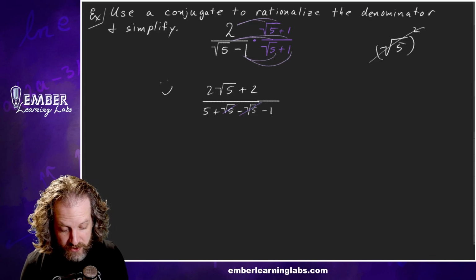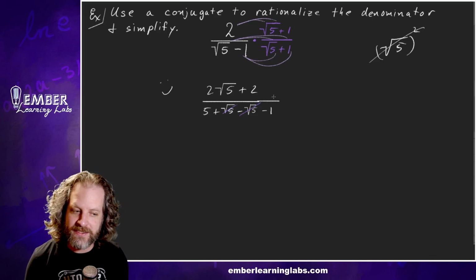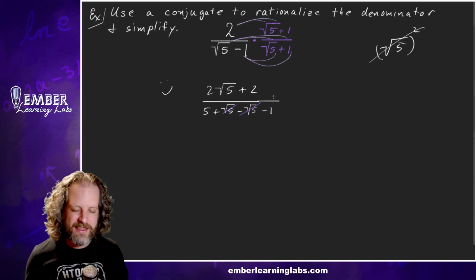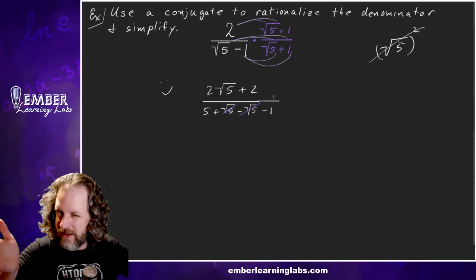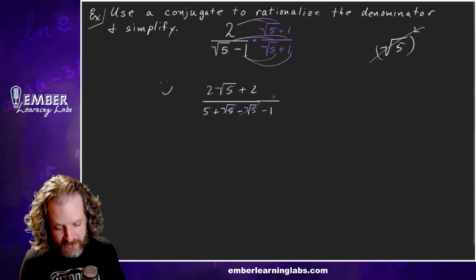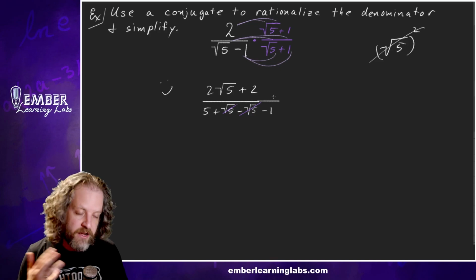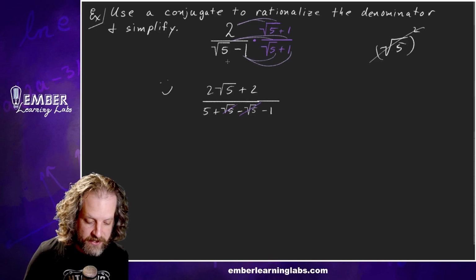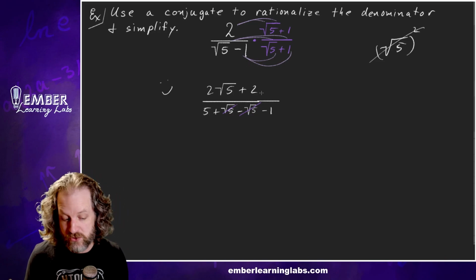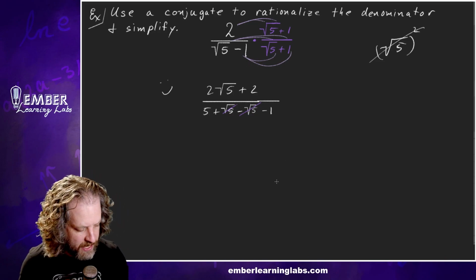And what I was alluding to earlier is that the outside and inside of the FOIL are always going to cancel, always. So you can just do the first and the last. Save yourself some time if you remember that. Because that's why the conjugate works, because it forces that to happen. It kind of turns it into multiplying the difference of two squares, essentially.